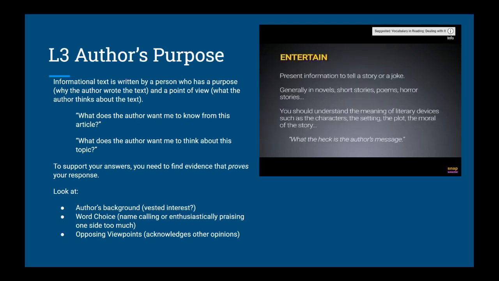When the purpose is to entertain, the writer's goal is to tell a story or a joke. Novels, short stories, poems, horror stories. As the reader, you pay attention to literary devices such as the characters, the setting, the plot, the moral of the story. What is the author's message?